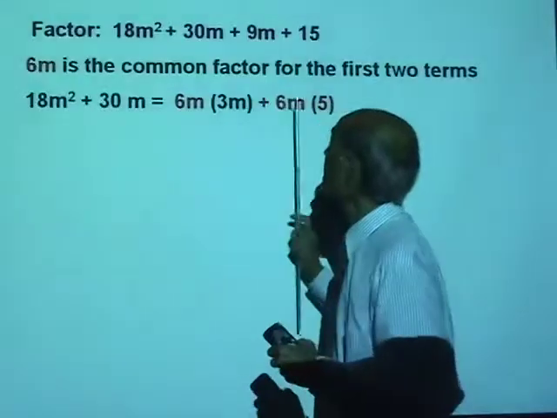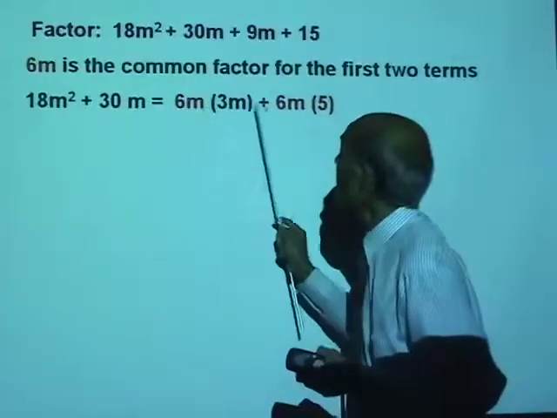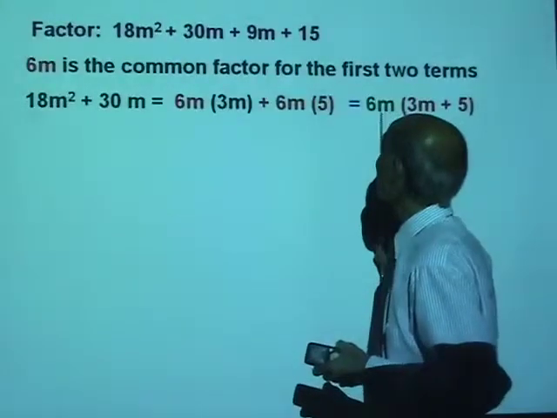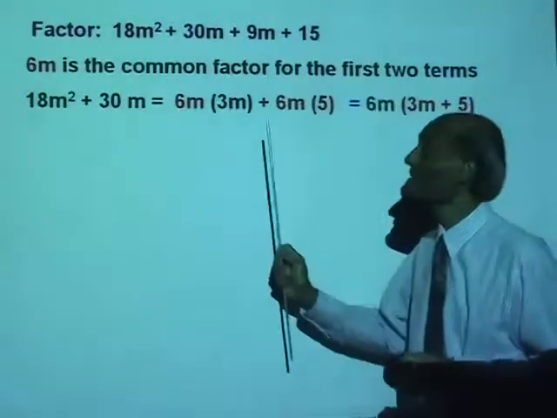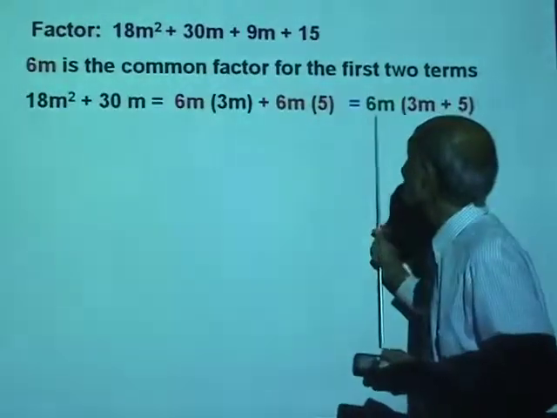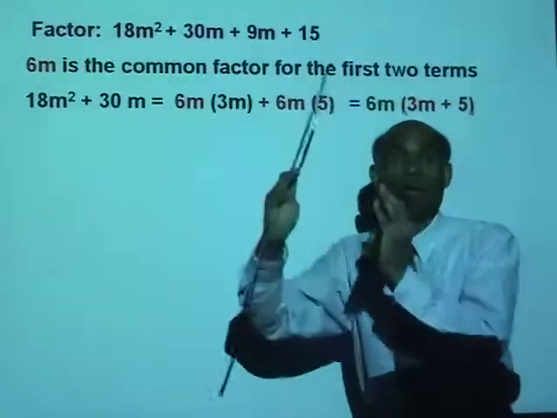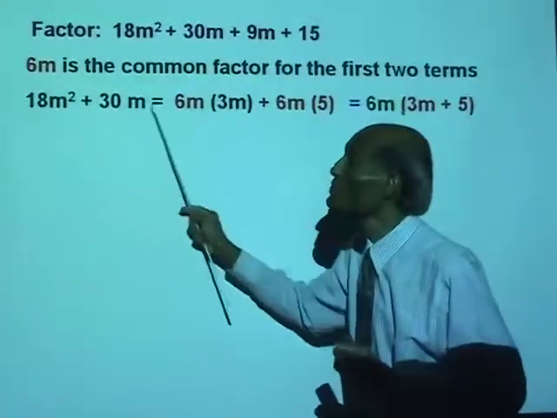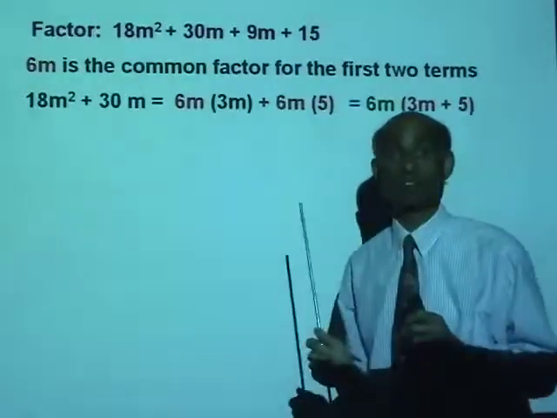And 30m is 6m multiplied by 5. Now 6m is common there. Factor that out. That will be 6m times 3m plus 5. Now you notice that these two terms have now been written as a single term. It's the product of 6m and 3m plus 5. By factoring this, these two terms are written as the product of two factors.